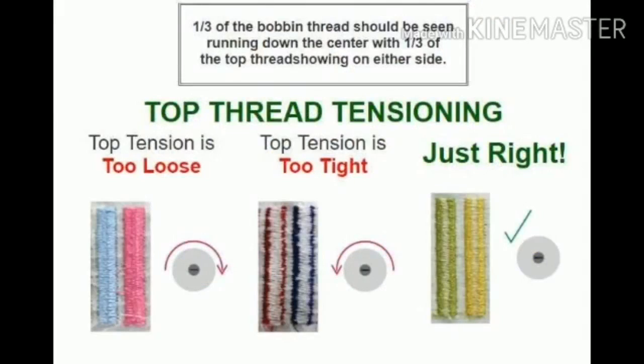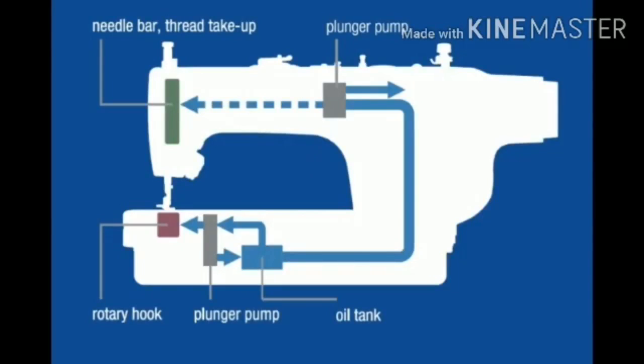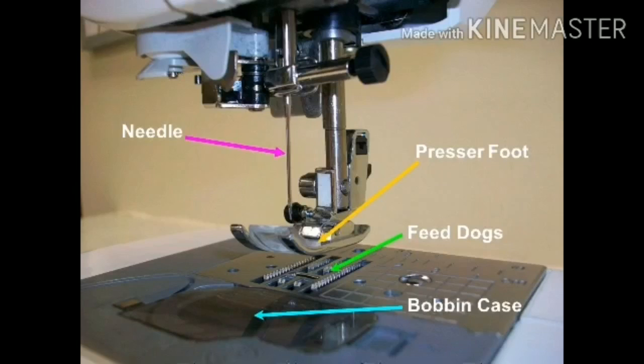And here you can judge if you have successfully achieved the correct tension or not. This picture shows us the correct tension for the top thread, while this picture shows us needle bar, plunger pump, rotary hook and oil tank. We also have this labeled picture where we can identify needle, pressure foot, feed dog and bobbin case.